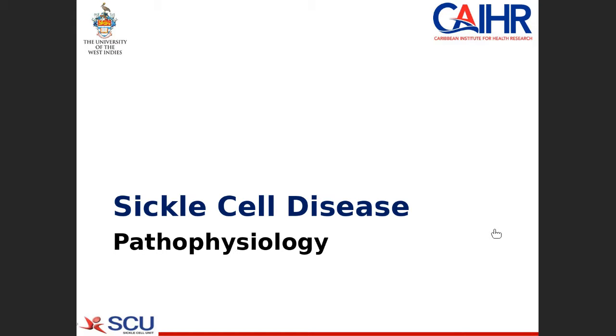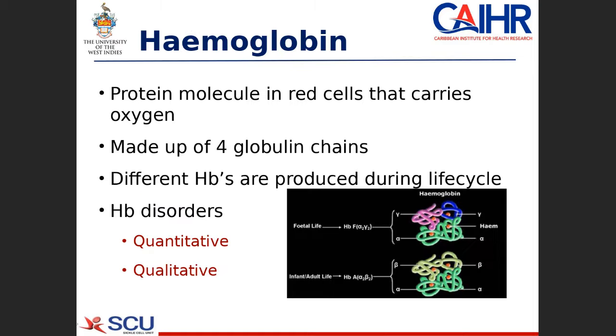Okay, so it's at position 6 of your beta globin chain. All right, fair enough. Let's just backtrack and talk a little bit about hemoglobin. So hemoglobin, we know, is that protein molecule in our red cells that carries oxygen. It's made up of 4 globin chains, and we produce different hemoglobins throughout our life cycle.